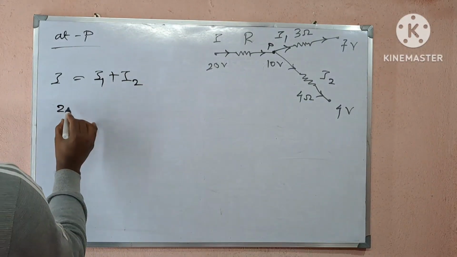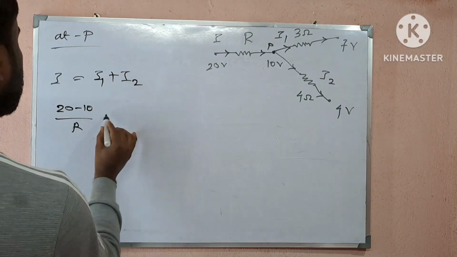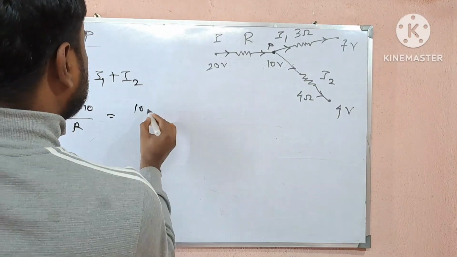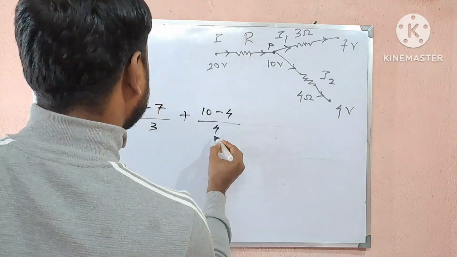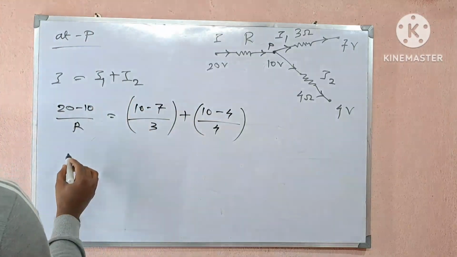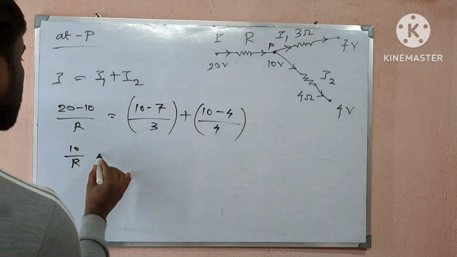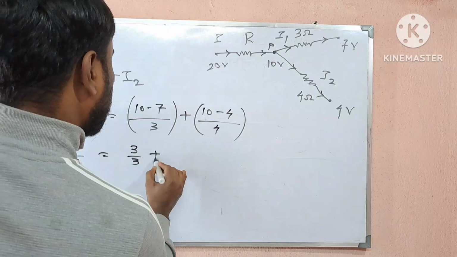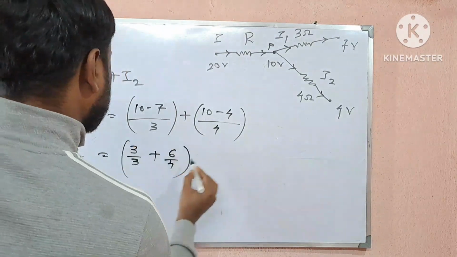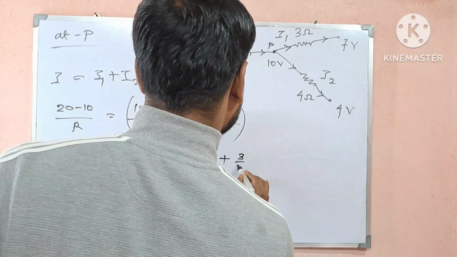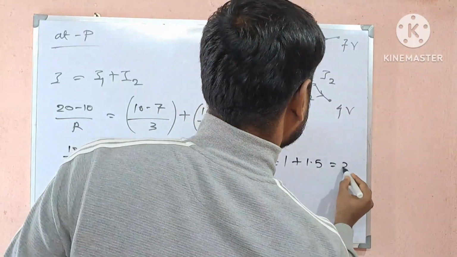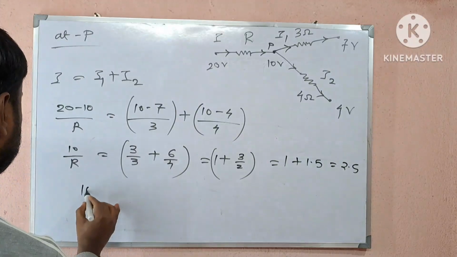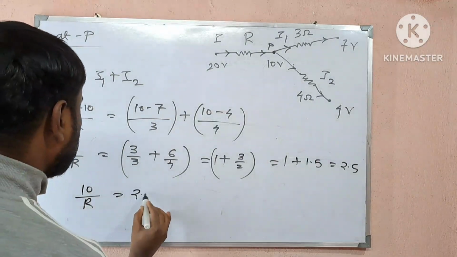So I will be 20 minus 10 divided by R. I1 will be 10 minus 7 by 3 plus 10 minus 4 by 4. This is the formula. So that will be 10 by R, and that will be 3 by 3 plus 6 by 4. So this value will be 1 plus 3 by 2. That means 1 plus 1.5. That means 2.5. So the value is 10 by R equal to 2.5.